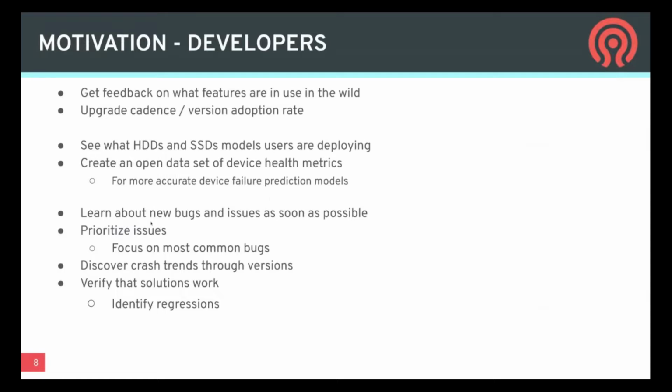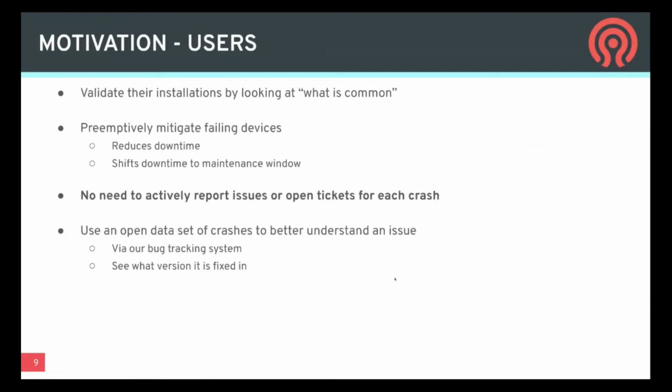The telemetry data also helps us to learn about new bugs and issues as soon as possible. And we can also prioritize issues better, having this information, by focusing on the most common bugs. We can also learn and discover crash trends through versions. And once we find the solutions for those bugs, we can verify that they actually work by identifying regressions if they occur. And this is all thanks to the crash channel.